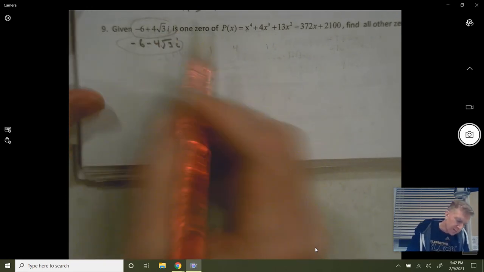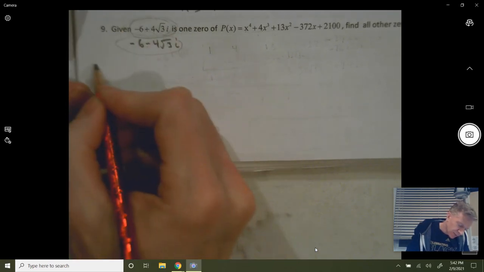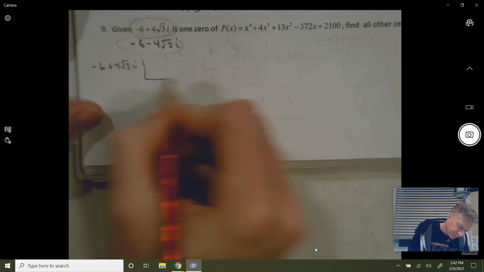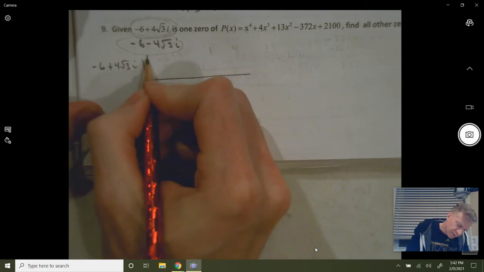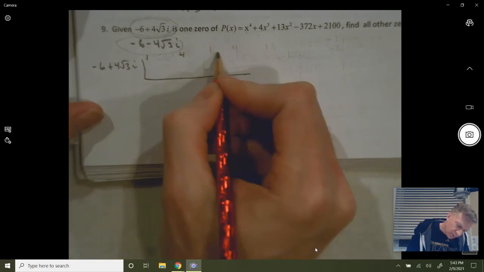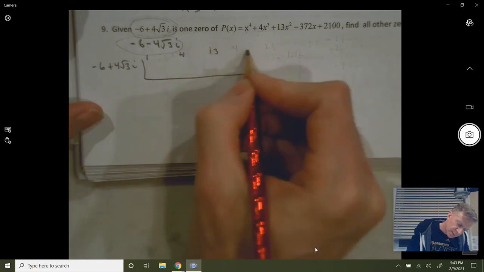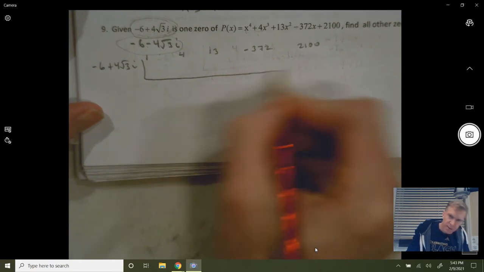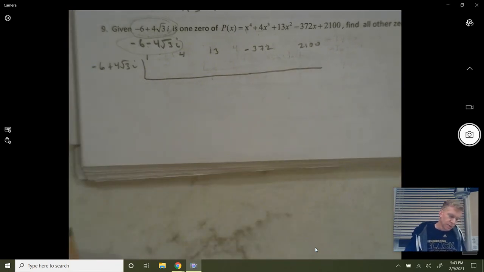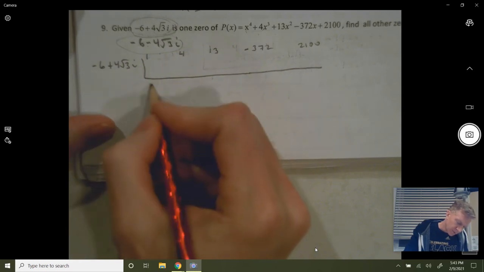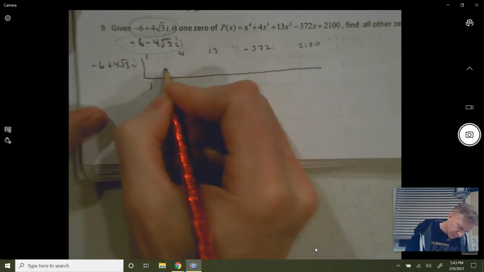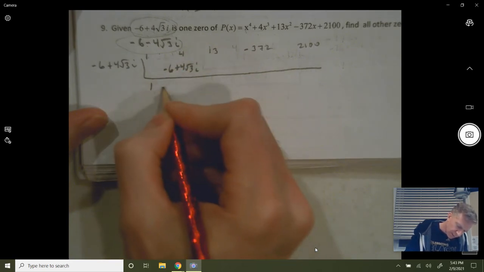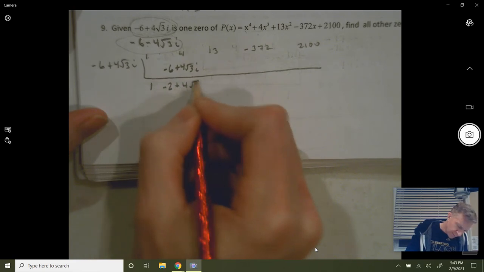We're first going to divide by x minus this thing, which means we put negative 6 plus 4 rad 3i up in the corner. We use our coefficients to do the synthetic division: 1, 4, 13, negative 372, and 2100. I'm going to write kind of small because there's a lot to this one. Bring down the 1. Multiply by this mess, negative 6 plus 4 rad 3i. Add those together, and you get negative 2 plus 4 rad 3i.